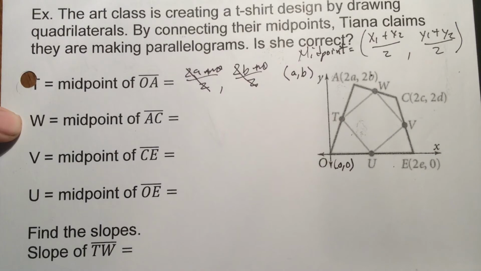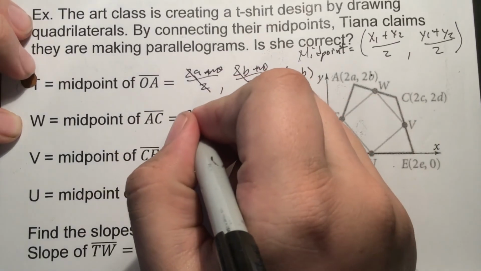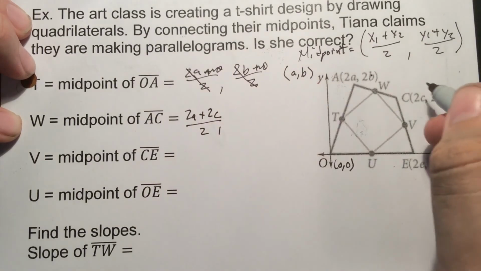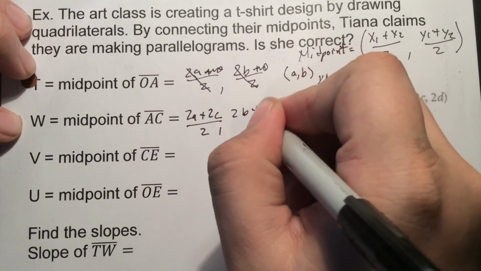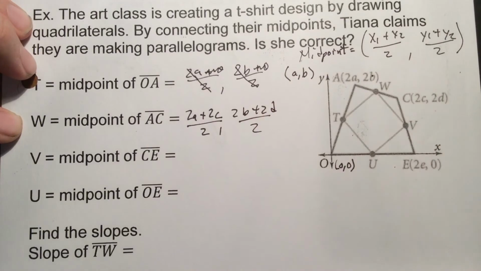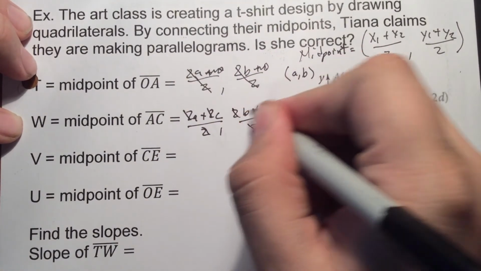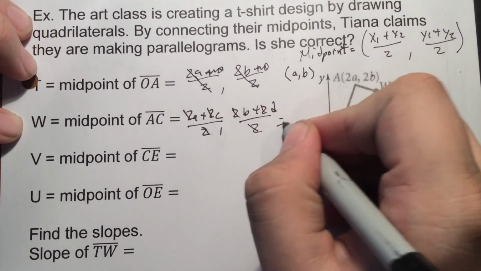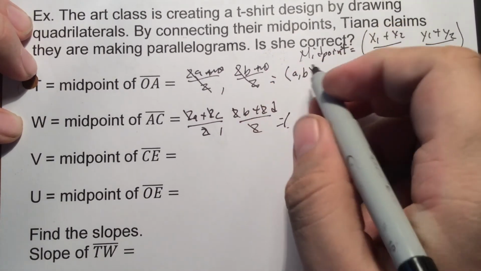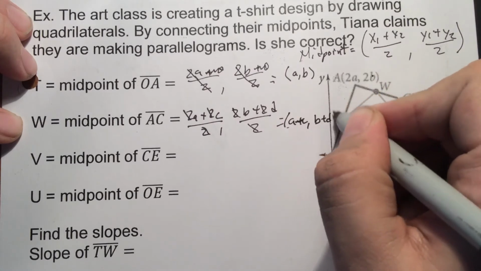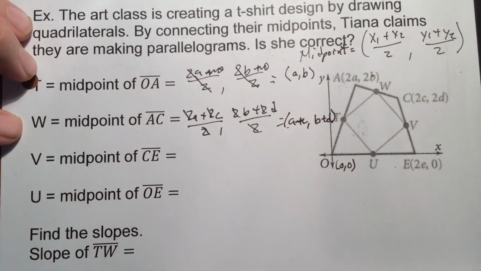On to W. Here we're going to get a little more complicated. X's would be 2a plus 2c over 2. Our y's would be 2b plus 2d over 2. Now, the one thing we can do is we can get rid of these 2's. And so we're going to end up with a plus c comma b plus d as our 2 coordinates. Not ideal, but we'll work through it.